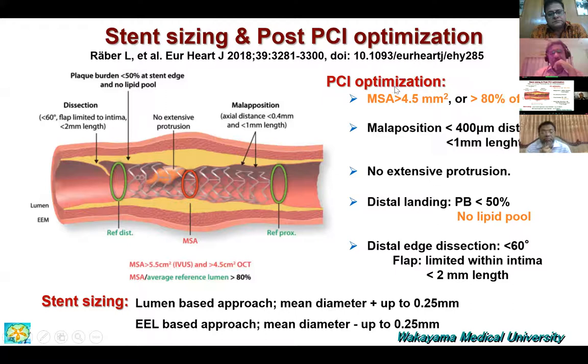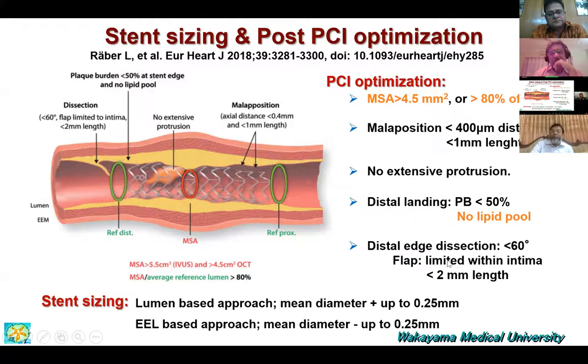And after putting a stent, MSA should be more than 4.5 or, compared with the reference area, more than 80%. And the malapposition should be less than 400 micron. It might be okay, it will disappear in 1 millimeter length. And the distal landing plaque burden should be less than 50, and non-lipidic pool is the best. And the distal edge dissection should be less than 60 degree and flap limited within the intima, and the length of flap should be less than 2 millimeter.